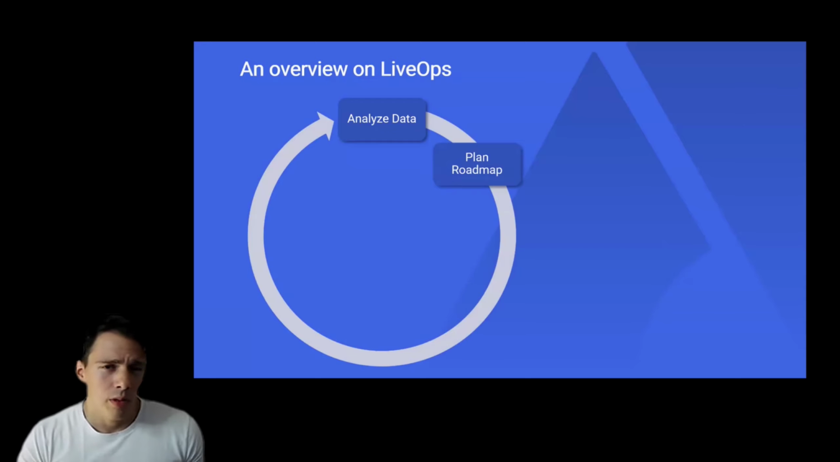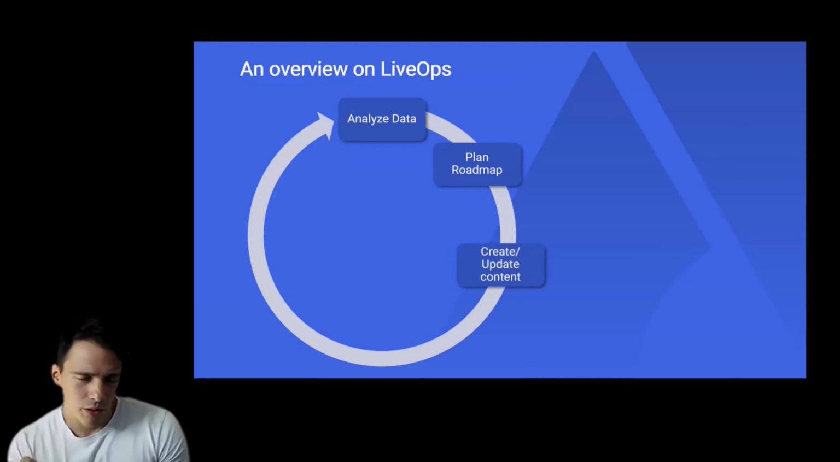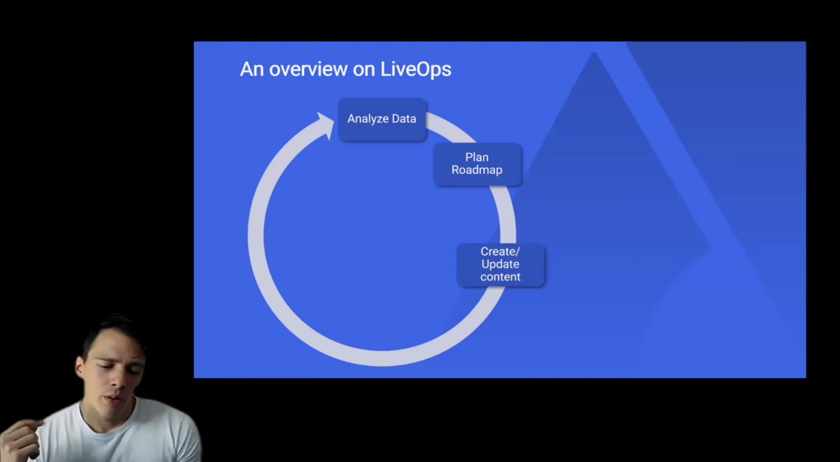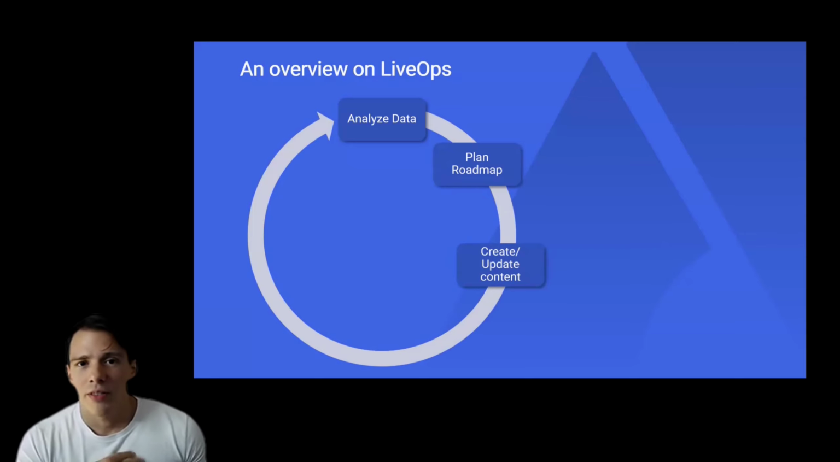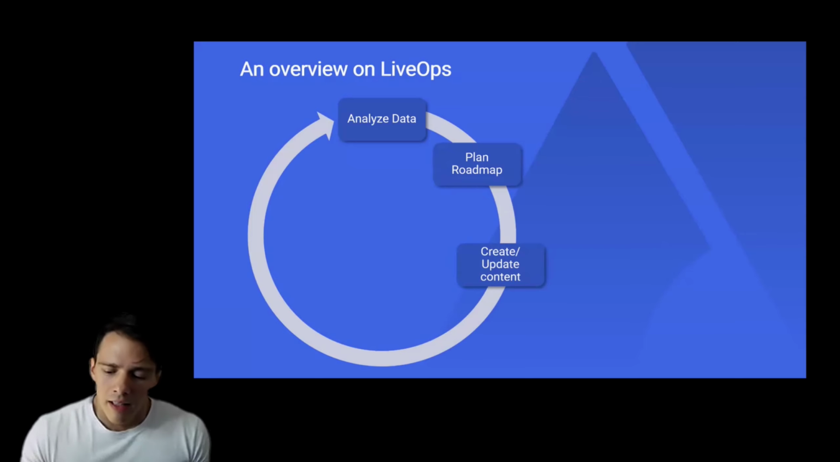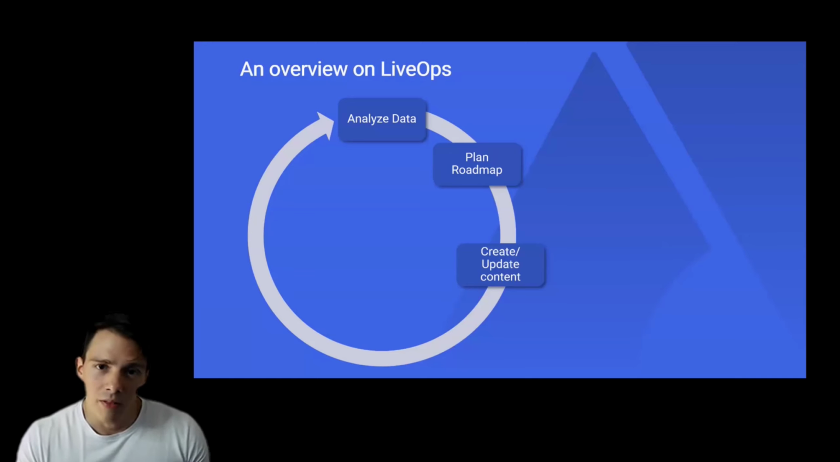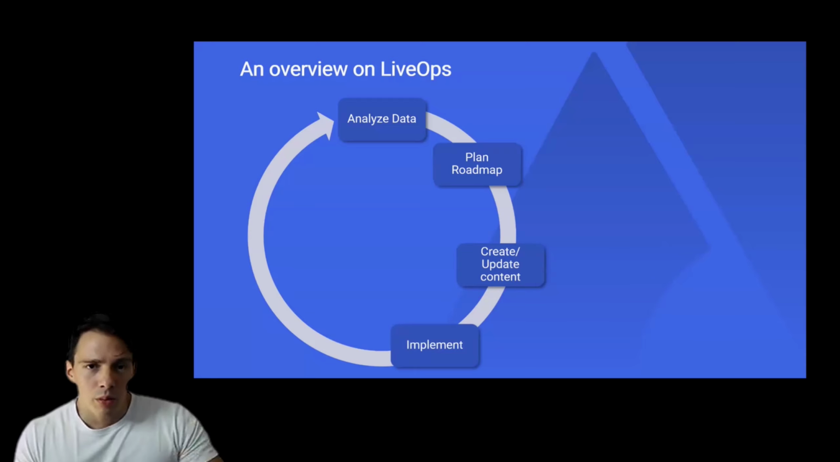Do we need to add content? Do we need to tweak something which can be faster? Is it a fix? Is it a bug just in the app? So once you plan this roadmap, then you are going to create or update your content. And this is a main point that we are going to look at today. So maybe you're going to add new levels, maybe you're going to add new characters, new items or events. And once you have a design of this content, then maybe you're going to implement them.